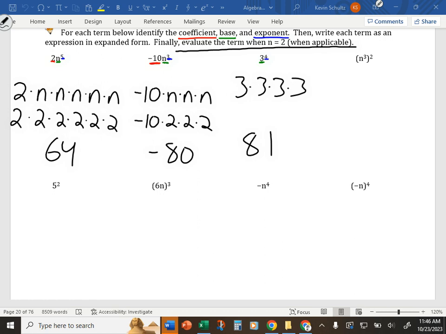What are some strategies that you might have to be able to do it mentally? You could just still do 3 times 3 times 3 times 3, right? 3 times 3 is 9, times 3 is 27, times 3 is 81. Anyone else have any other thoughts? Yeah. Can you do like 3 times 3 is 9 and the other 3 times 3 is 9?